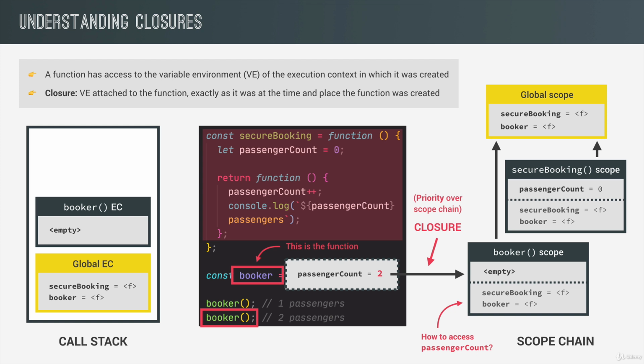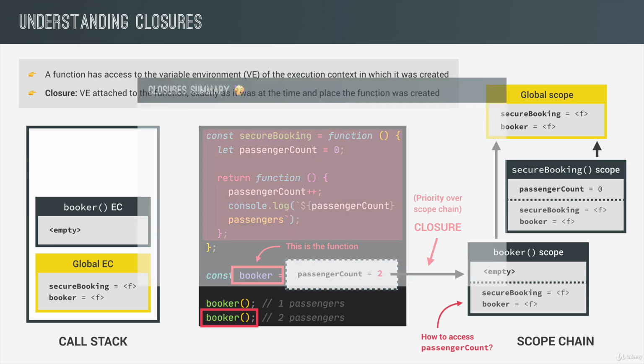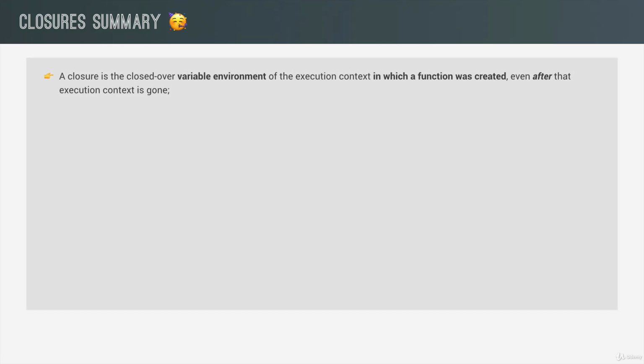And I know that this is all quite complex, so let me give you a couple different definitions of closure now, some more formal ones and some more intuitive and maybe easier to grasp. The most formal definition of closure is the one we already saw, which is that a closure is the closed over variable environment of the execution context in which a function was created, even after that execution context is gone. Or in other words, even after the function to which the execution context belongs has returned.